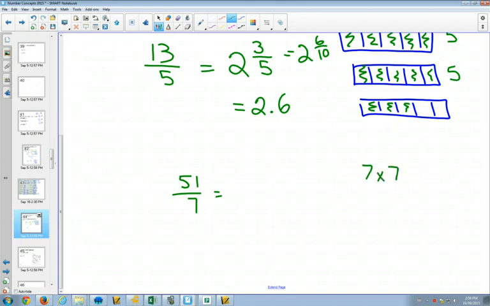So I hear some people saying 7 times 7. What is 7 times 7? 49. Is that the closest you can get to 51 without going over? Yes. So you're going to have 7 whole ones. And then how many pieces would be left to make 51? 2 more pieces would be left. So you would get 7 and 2/7.